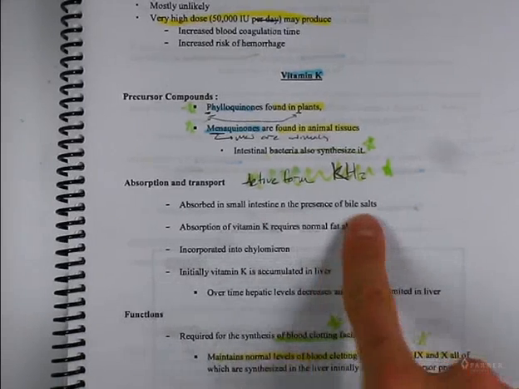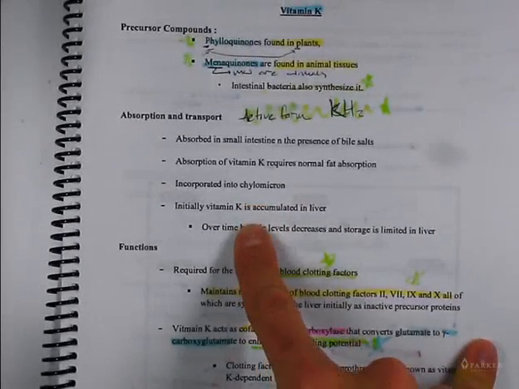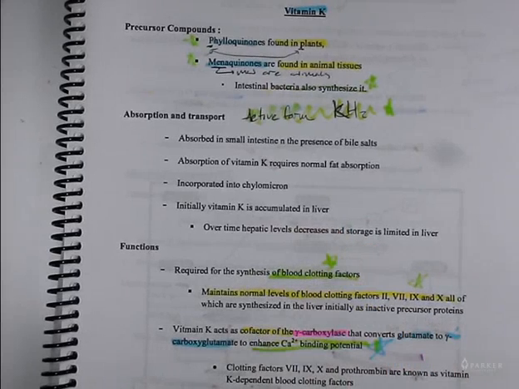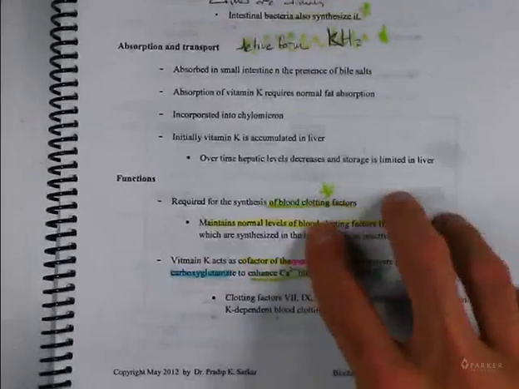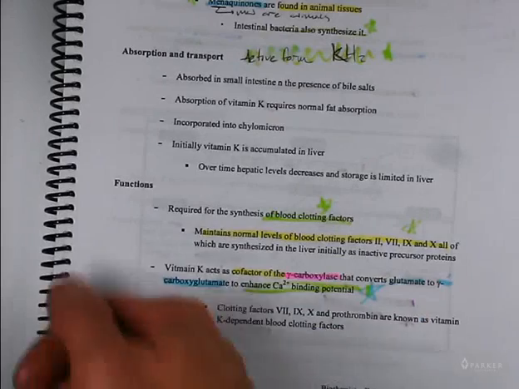Absorbed in the small intestines in the presence of bile salts, requires normal fat absorption. It's incorporated into chylomicrons, and it's accumulated in the liver. Over time, its storage is limited in the liver. So, guess what? Normal fat absorption, malabsorption, chylomicrons, all the same stuff I've been saying for every fat-soluble vitamin. I'm done saying. Because this is the last fat-soluble vitamin. I got to enunciate my words.